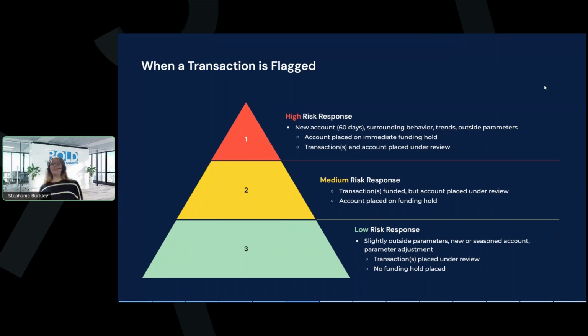So usually in those situations, especially with a low risk response, the transaction might go under review, but the account itself won't go on a funding hold. So they'll want some information. And even with a seasoned account, that's a sign of respect. They see that this is not something that you normally do, but they want to understand, what is this?